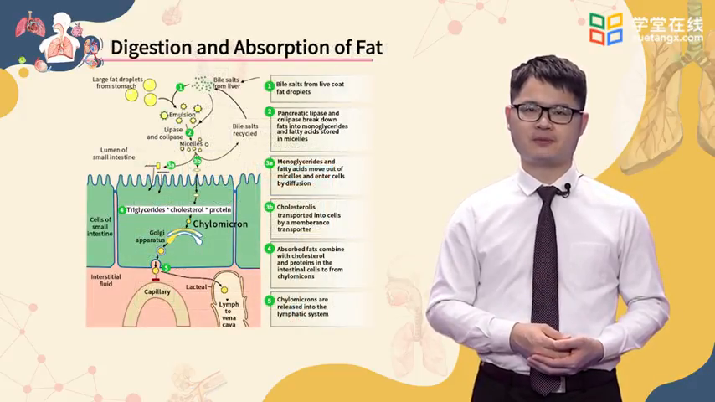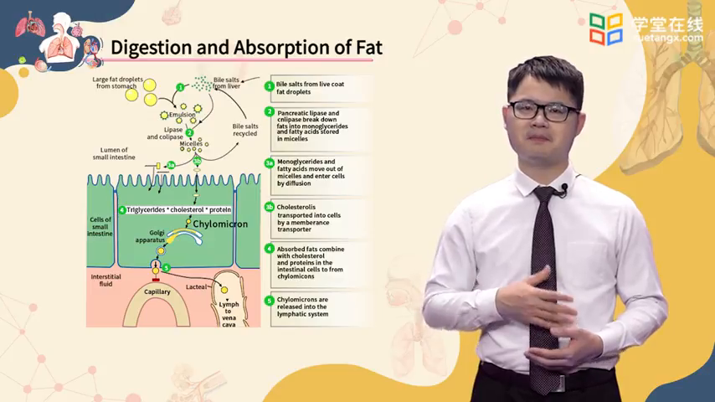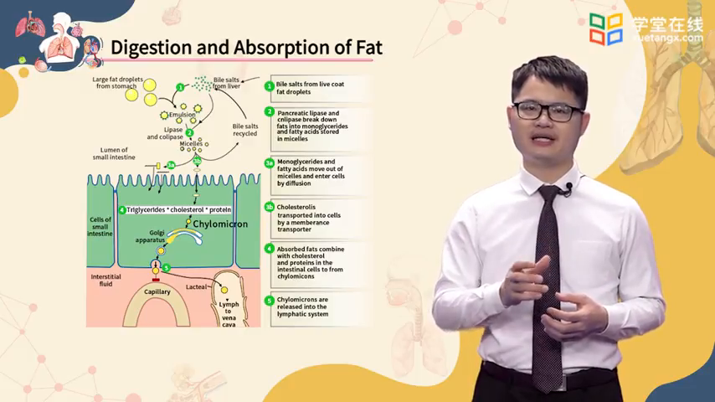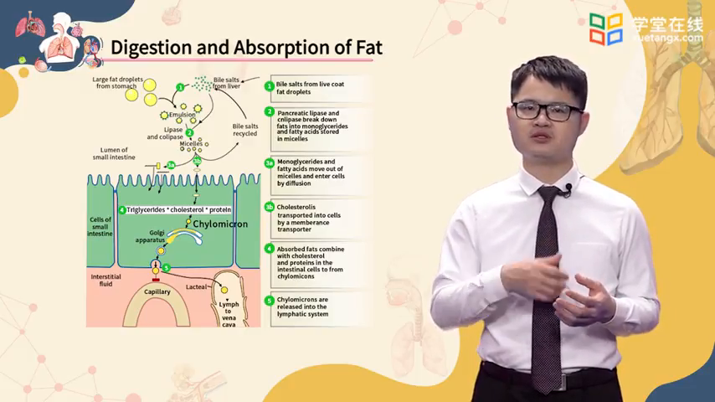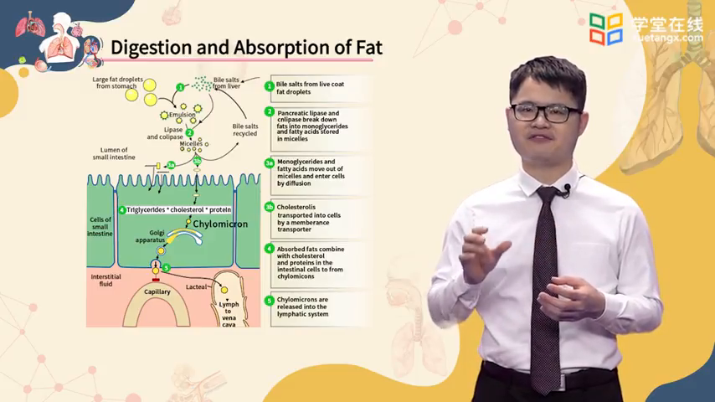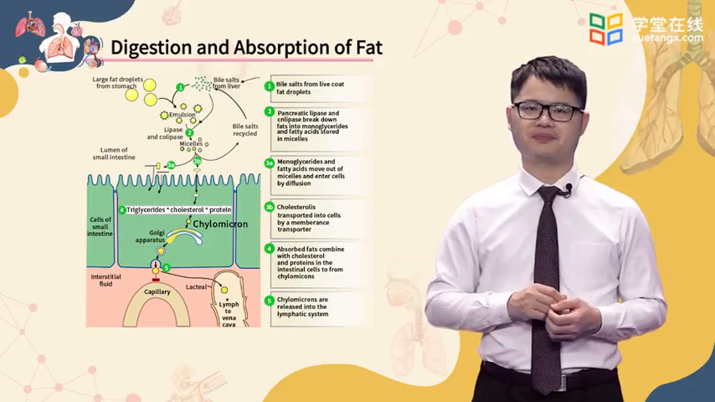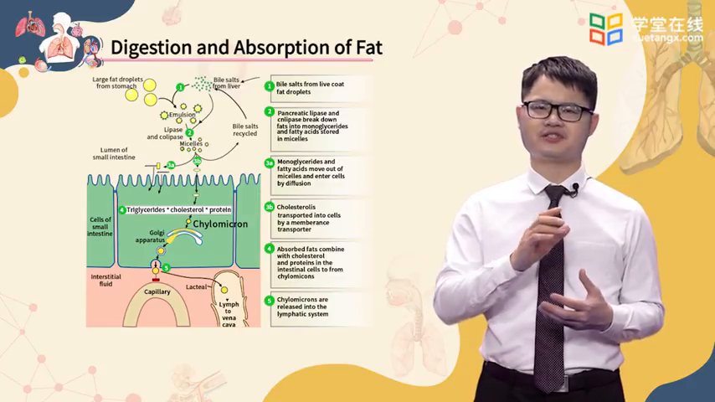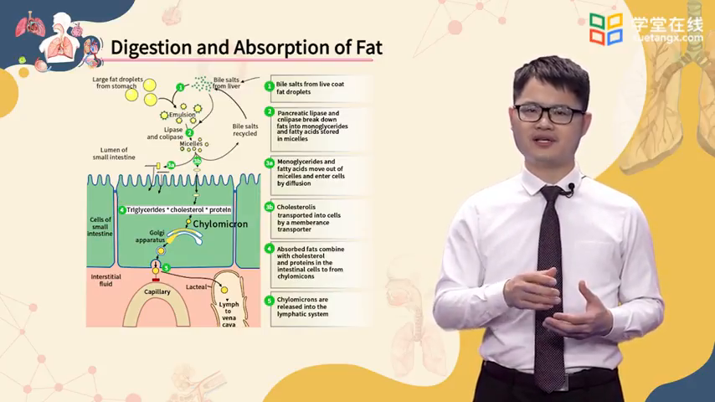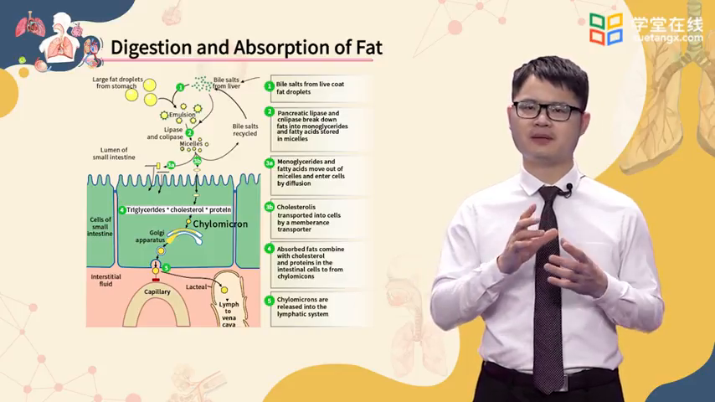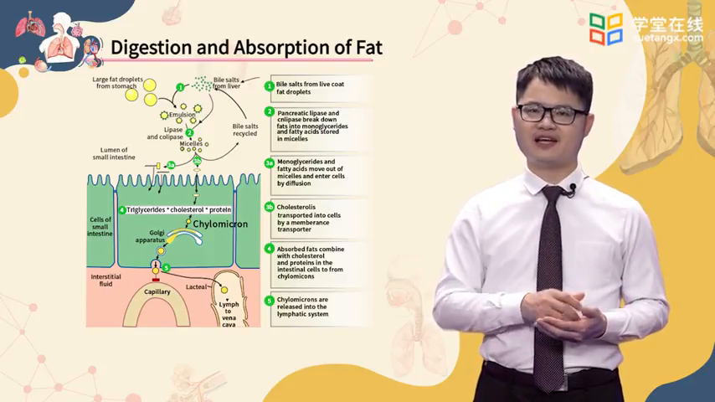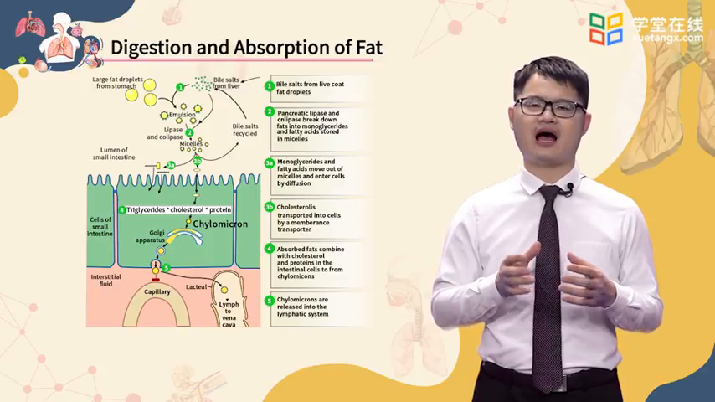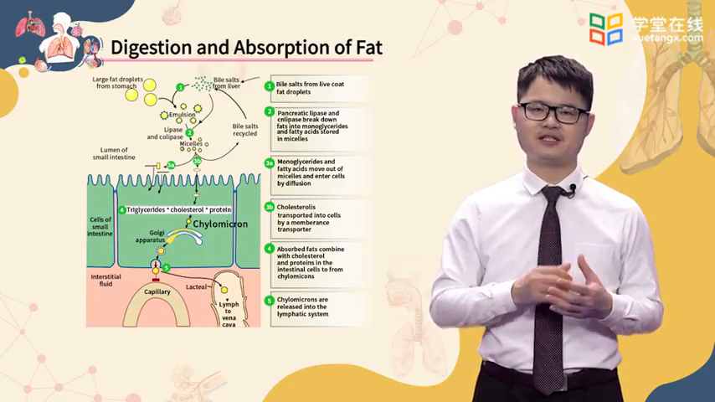Fat digestion and absorption. In the small intestine, bile emulsifies the lipids into small fat droplets. The pancreatic lipase and colipase break down the emulsified fat to monoglyceride and fatty acids stored in the micelles. The monoglycerides and fatty acids move out of the micelles and into the cells by passive diffusion, whereas the cholesterol enters cells by a transmembrane protein. The absorbed fats, cholesterol, and proteins together form chylomicrons, which are absorbed by the GI lymphatic system.